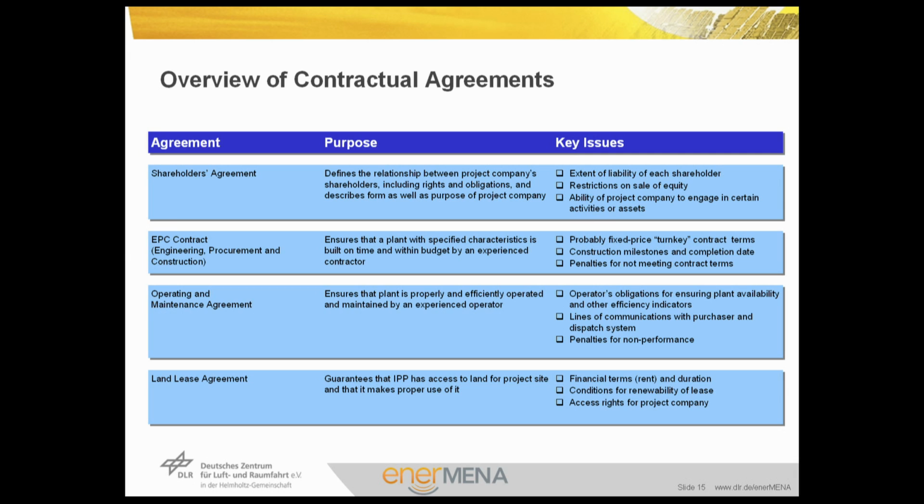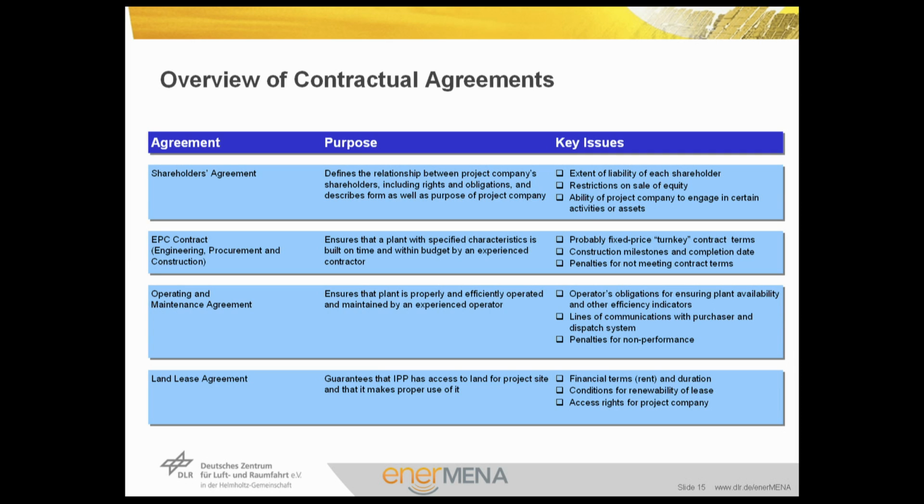Subsequently, the financing model of the project company takes this into account, and the power purchase agreement also has certain economic assumptions. So the efficiency and the availability of the plant are vital to project success. This agreement includes also lines of communication with the purchaser and the dispatch system. It includes also penalties for non-performance.